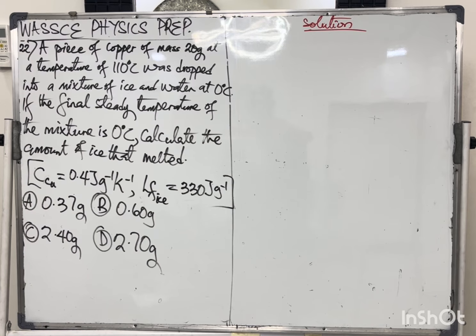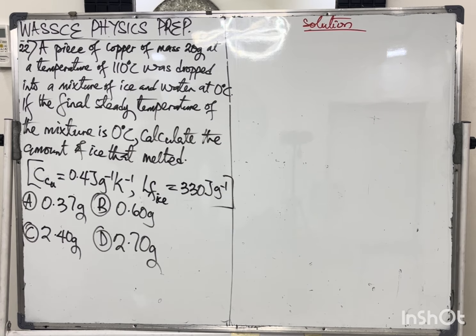Hello, everyone. We have quite an interesting question for us to discuss, and it goes as follows. A piece of copper of mass 20 grams at a temperature of 110 degrees Celsius was dropped into a mixture of ice and water at 0 degrees Celsius. If the final steady temperature of the mixture is 0 degrees Celsius, calculate the amount of ice that melted.